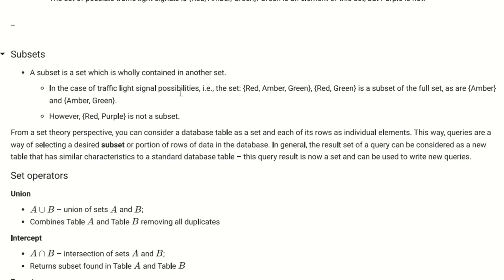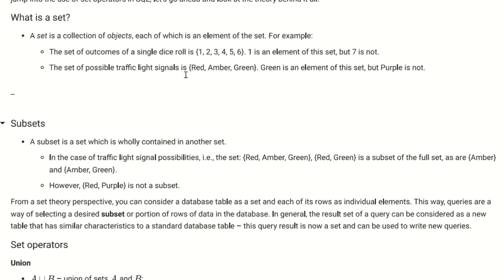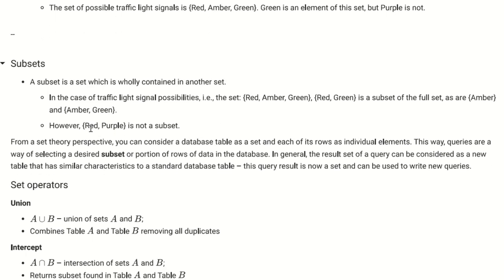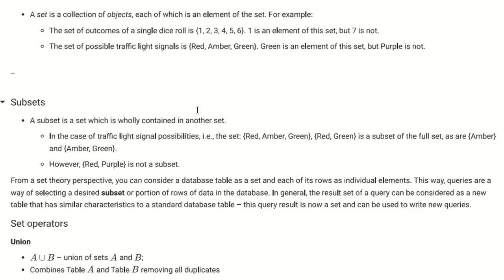From the examples posed above, for the traffic light signals, we could form a subset of just amber, a subset of just amber and green, and a subset of green and amber. All of these smaller sets, green and amber, or only amber, or amber and green, are subsets of the set of all possible light signals. But this set, red, purple, is not a subset of the set of all possible light signals. So that is just what a set and a subset is.